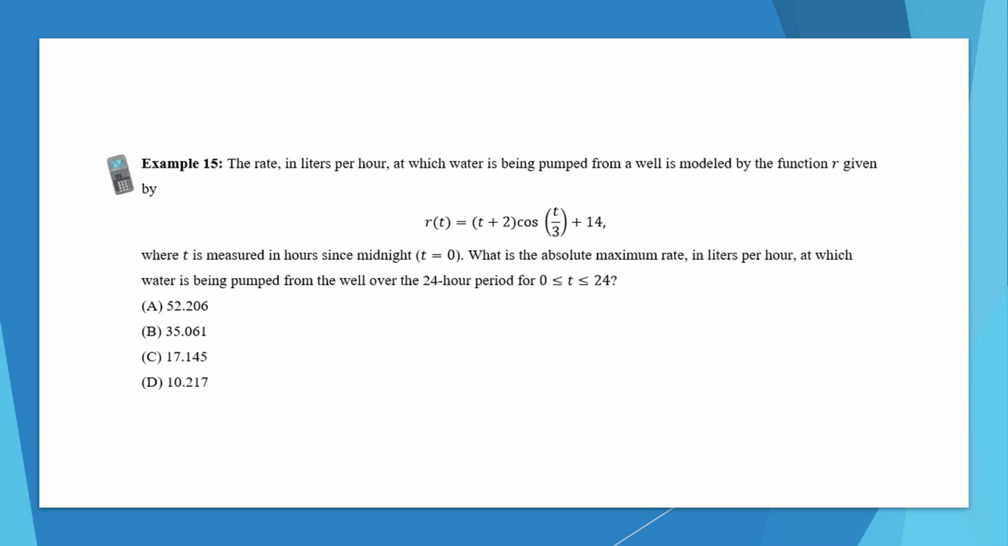Example number 15, the rate at which water is being pumped from a well is given to us in liters per hour and given to us by the function r, where it's kind of a mix of multiplication and a sinusoidal because I see a cosine in there. What is the absolute maximum that water is being pumped from 0 to 24? So here I'm going to graph this function and then just look for the highest y value. So remember, whenever they ask about maximum or minimum, an absolute maximum or minimum, they're talking about y values here.